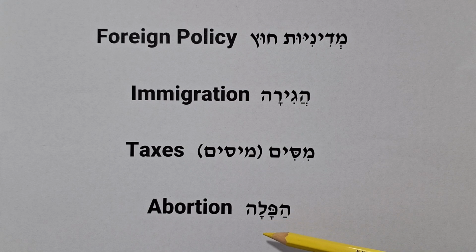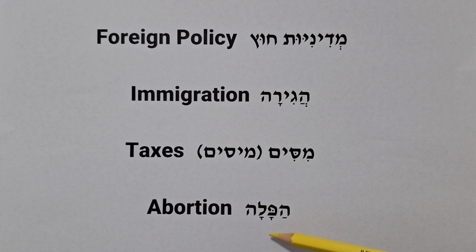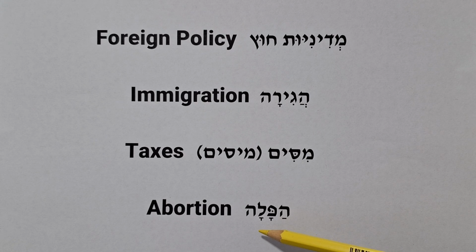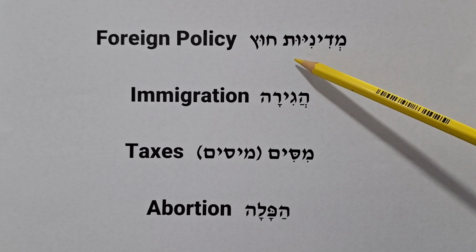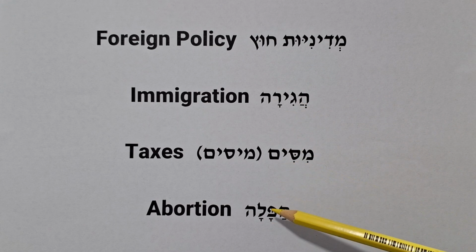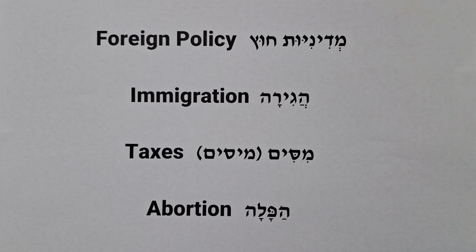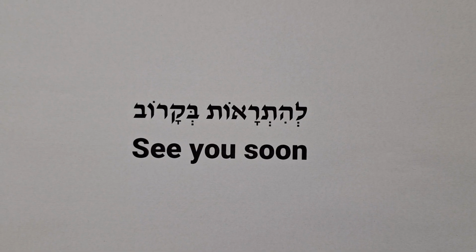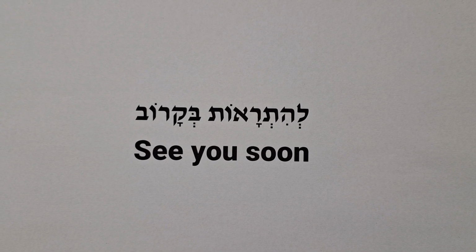And actually, the shoresh, derived stem, is nun, pei lamed. Yes, nun. One day, we will learn about those verbs. So, מדיניות חוץ, הגירה, מיסים, הפלה. This was a lesson about current affairs.